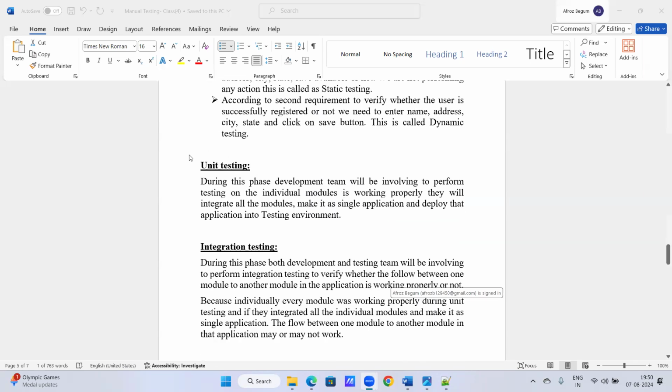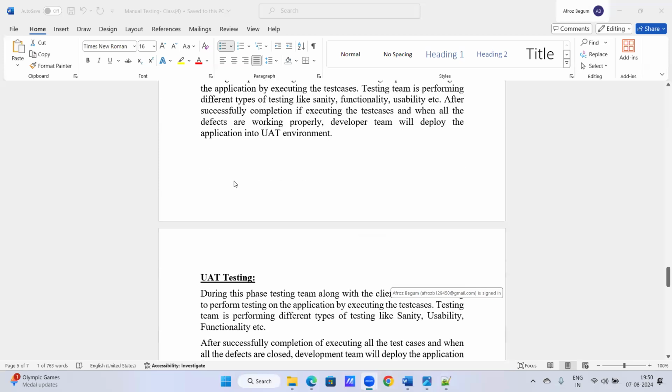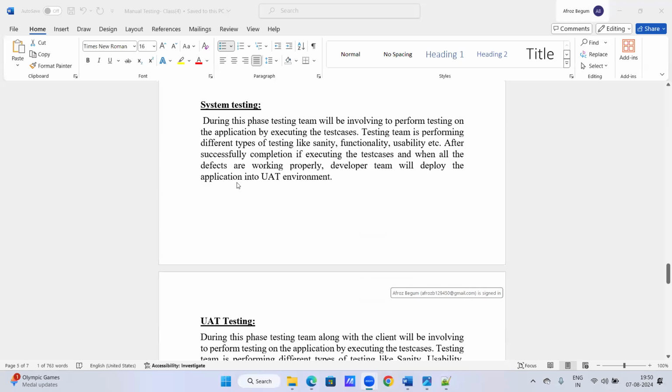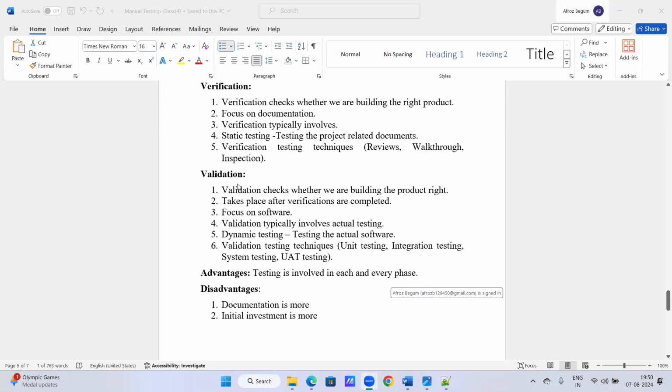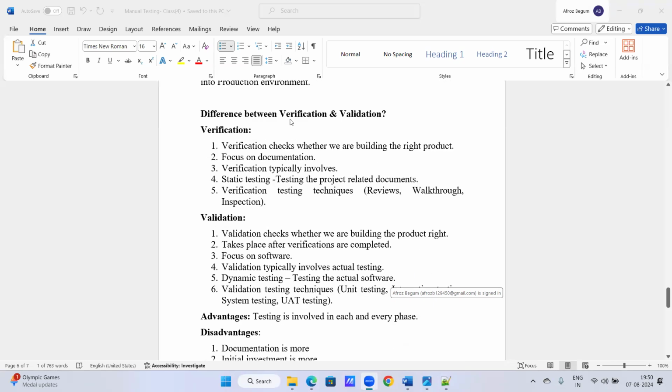So I have already discussed with you, right? What is unit testing, integration testing, system testing, UAT testing? All definitions are mentioned in this document. And you should know the difference between verification and validation. What is verification and validation, that is one question. What is the difference between verification and validation, that is another question. So don't confuse these two questions. Both are different.